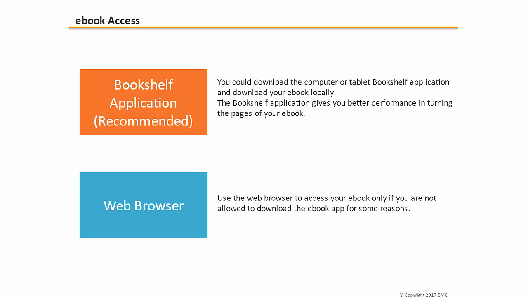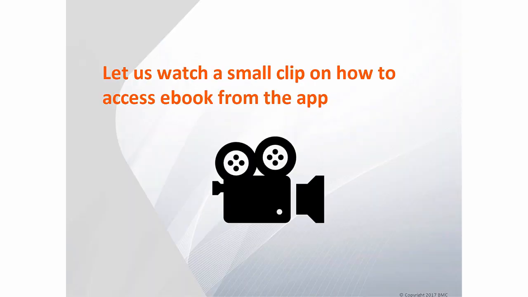There are two ways to access the ebook: downloading the Bookshelf application or accessing the ebook from a web browser. Bookshelf application. You could download the computer or tablet Bookshelf application and download your ebook locally. The Bookshelf application gives you better performance in turning the pages of your ebook. Web browser. Use the web browser to access your ebook only if you are not allowed to download the ebook app for some reasons.